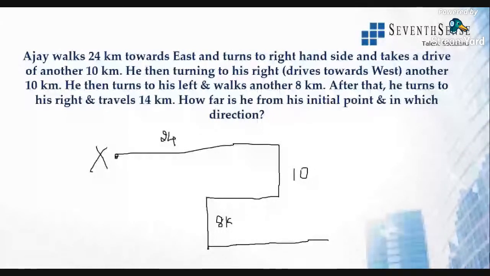Now, Kavya, hope that is understood. I'm so sorry. I didn't read this last part. Another 10 kilometer. I didn't read that. So this will be 10 kilometer here and then 8 kilometers. After that, last he turns right and travels 14 kilometers. So this is the 14-kilometer plan.